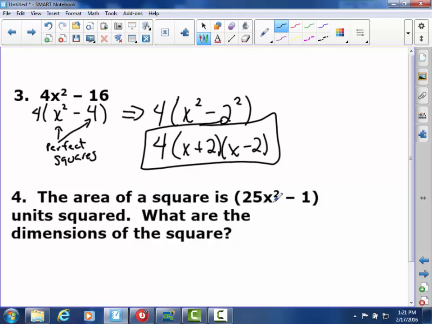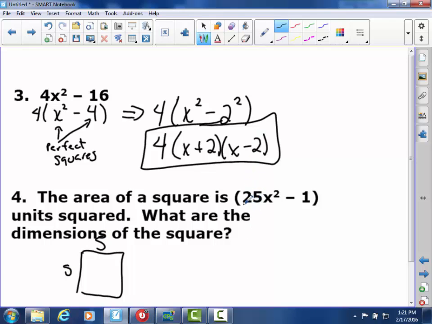The area of a square is 25x squared minus 1 units squared. What are the dimensions of the square? Okay, so we have a square whose area is 25x squared minus 1. We know that the sides are the same length, so we're looking for these two to multiply together to give us 25x squared minus 1.